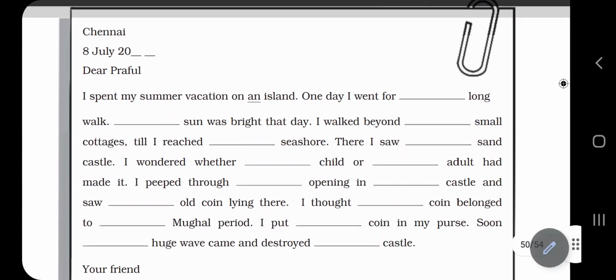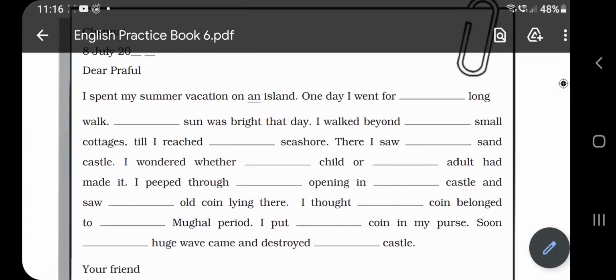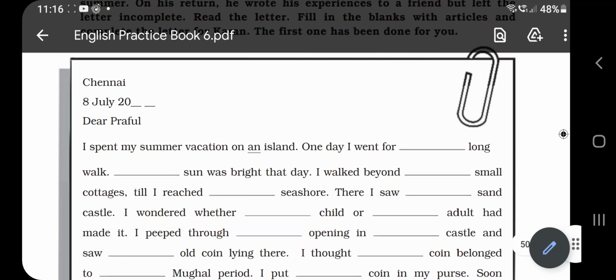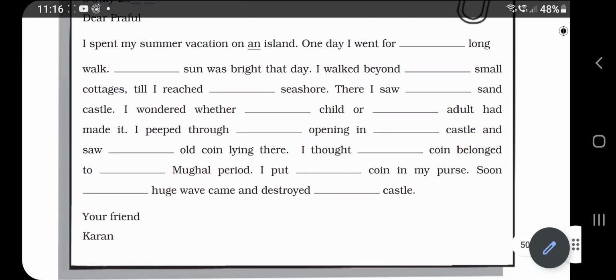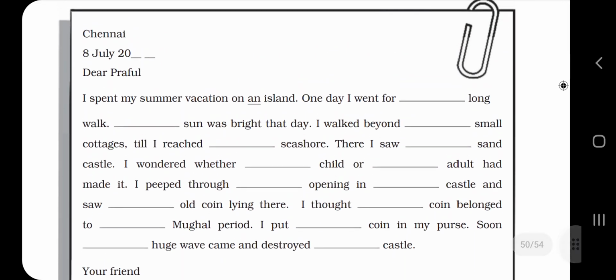Now see here, this is an informal piece of writing, right? I fill up the date, place, date and salutation. I spent my summer vacation on an island. Okay, this is called a vowel sound. One day I went for a long walk.